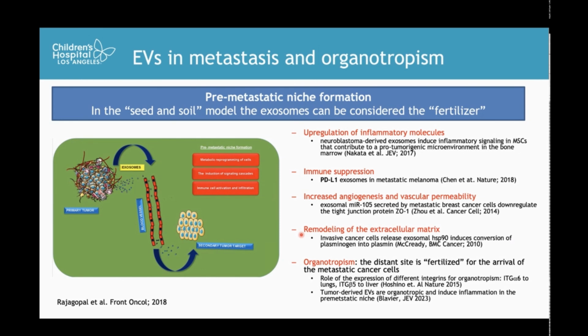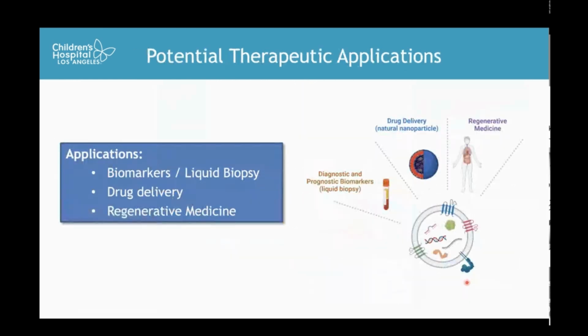These are all changes that create a state in the target organ that is permissive for the arrival of the circulating tumor cells, where they can then develop metastasis. Organotropism is also very important when it comes to tumor-derived EVs. That is usually dictated by the presence of integrins on their surface, and the EVs are then able to find specific organs that will be permissive for the development of metastasis.